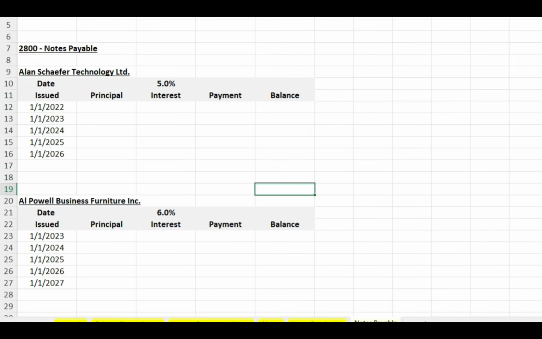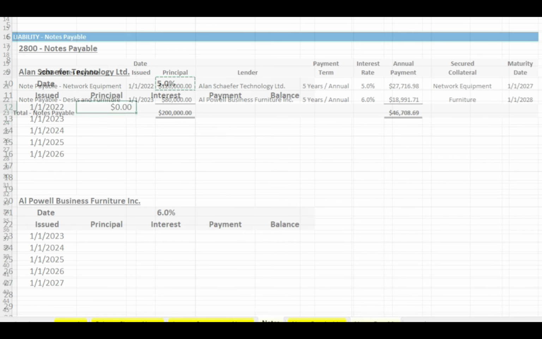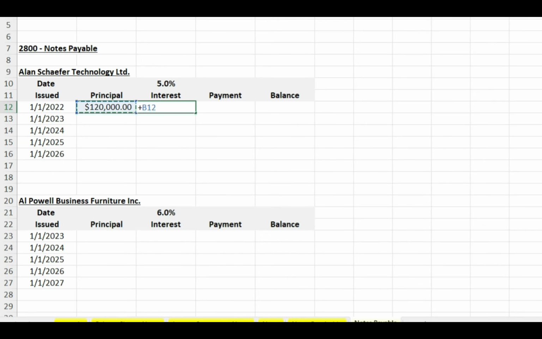All right, Allen Schaefer Technology Limited, our principal. What did we borrow? $120,000, 5% interest. Let me get my dollar signs in there. I should have mentioned this earlier. The dollar signs will hold a cell if you want to hold a particular cell when you drag a formula down. So let's grab our payment that we calculated, and let's go through the motions.